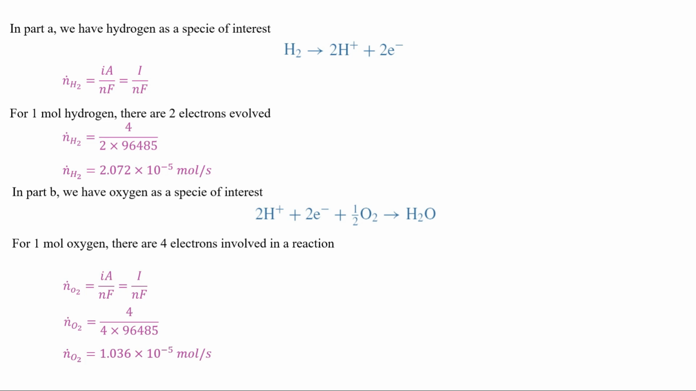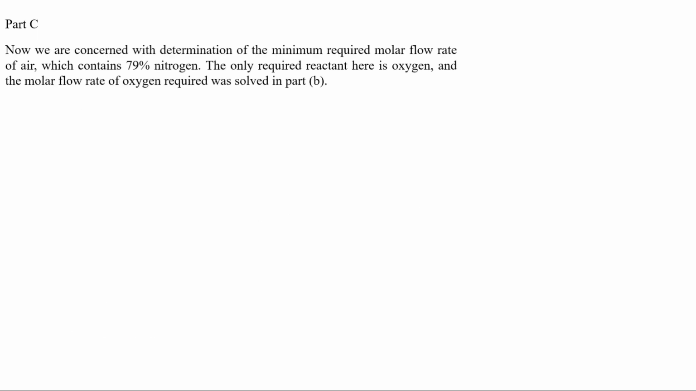Now we have determined the minimum amount of hydrogen required in order to generate 4 ampere current, and the minimum amount of oxygen required in order to generate 4 ampere current from a fuel cell. Now in part C, we are using air to supply oxygen. So what will be the amount of air required? We know that air is 21% oxygen and 79% nitrogen by volume.